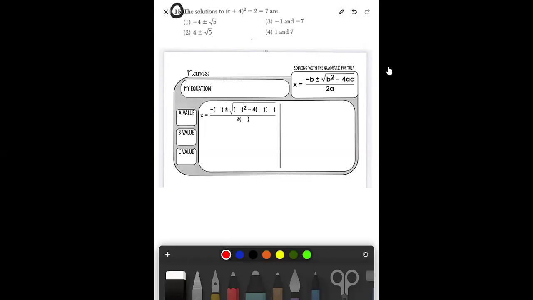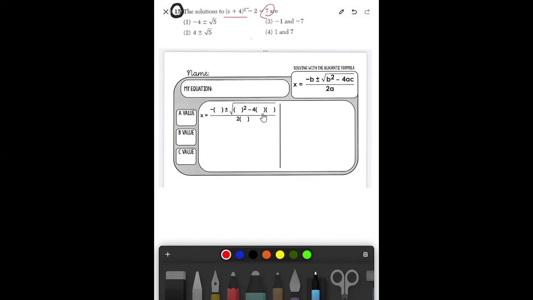So, all right, on my screen, this is a multiple choice question. It says the solution to the quadratic (x + 4)² − 2 = 7. And so they give us 4 answer choices. Now, this quadratic is not ready to use the quadratic formula. There's a couple things that you've got to do. You've got to get rid of the 7 and move it to the other side. And you also have to get rid of this (x + 4)².